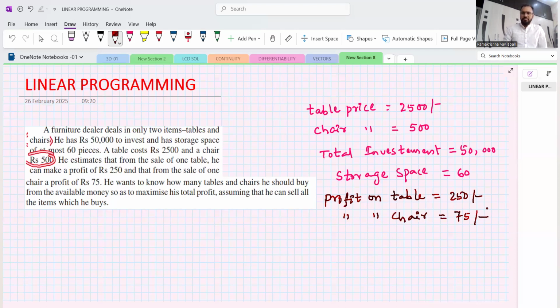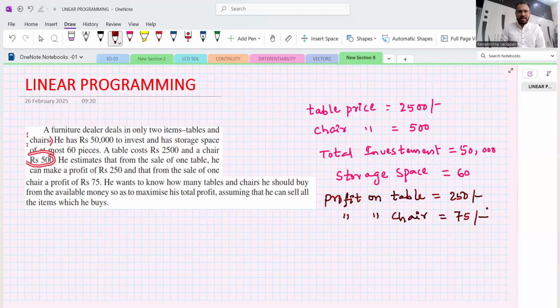Now, what do we want? We want to maximize the dealer's profit. To maximize the dealer's profit, how many tables he has to buy and how many chairs he has to buy, such that the number of pieces should not exceed the storage, and the investment is 50,000 rupees. So that we get the maximum profit. It is a very good example from our practical life.